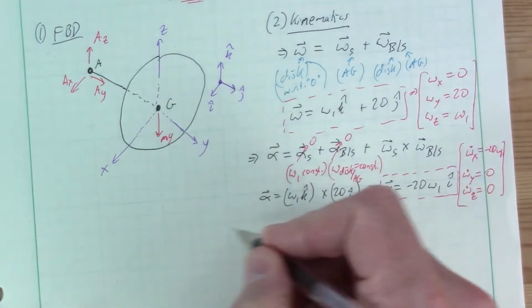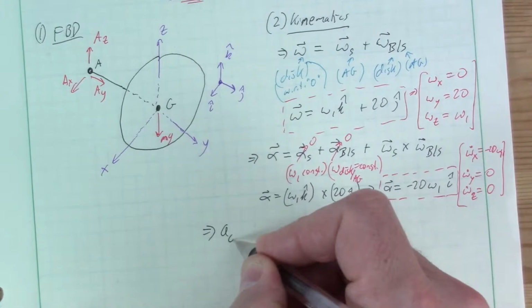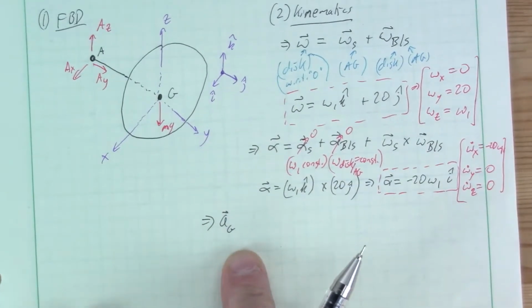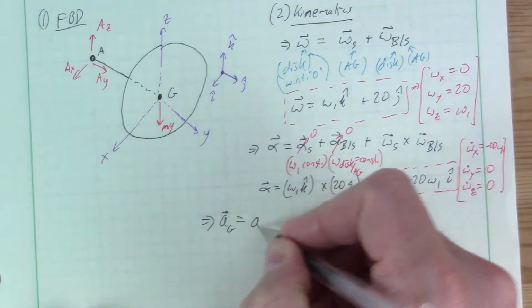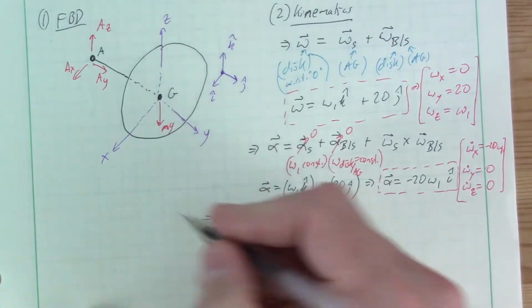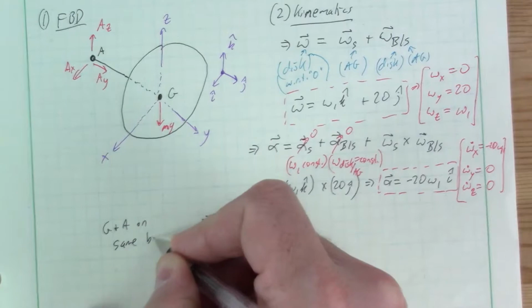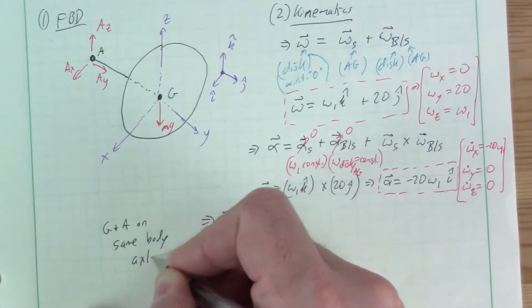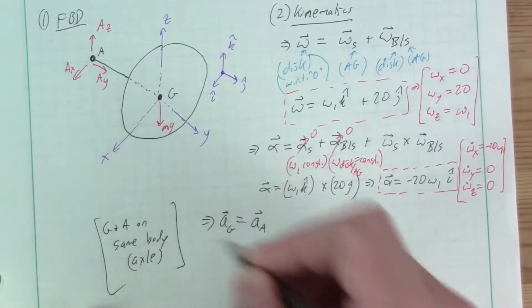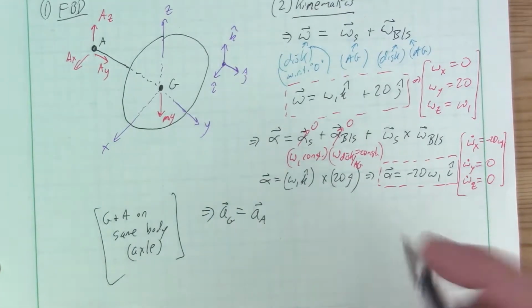And I'll just keep it nice and organized, but kind of shift over so using a little bit more space here. Acceleration of G is then the acceleration of A. Now these are on the same body, G and A on the same body, which is the axle. Same rigid body, so we can use this rigid body relationship.